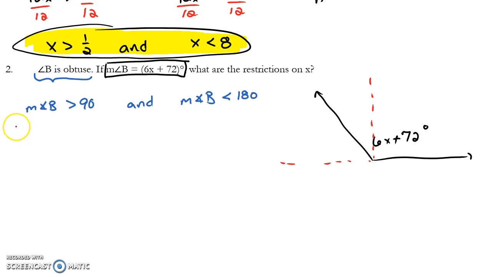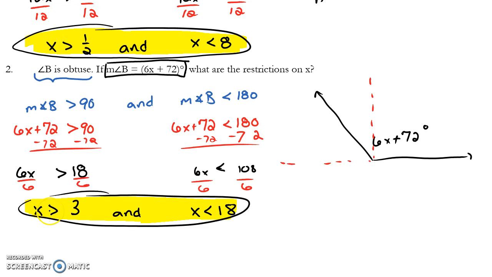Okay, so I make it 6x plus 72 is bigger than 90. 6x plus 72 is less than 180. I have to solve both of those. Go ahead and press pause, solve them both to check your answer. Okay, so we should get x is greater than 3 and x is less than 18.